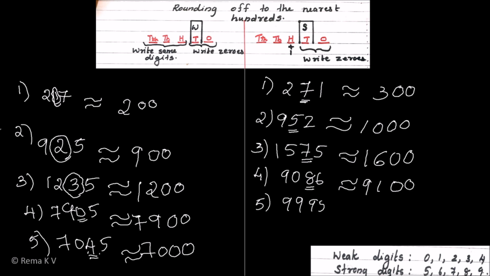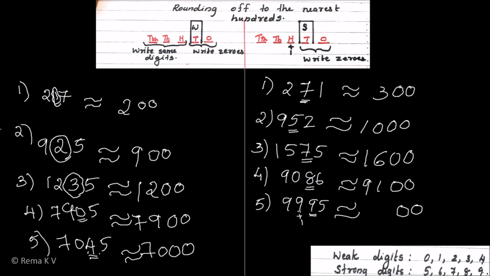9995. This is to be rounded off to. Ones place 0, tens place 0. Now check the tens place digit here. The tens place digit gives a strong number. This is a strong number. 9 is a strong number. So what you have to do? You have to add 1 to this place. That is plus 1.